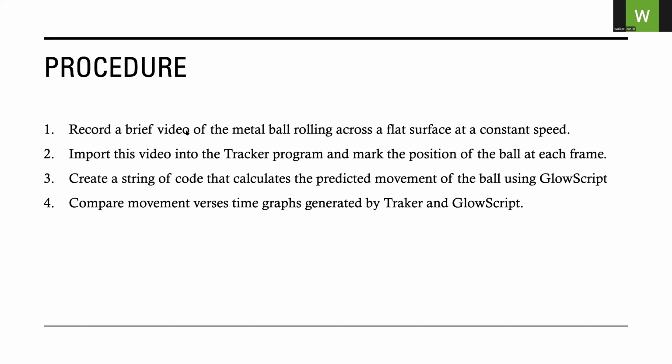The procedure I followed goes as follows. First, I recorded a brief video of the metal ball rolling across a flat surface at a constant speed. And then I imported this video into the Tracker program and marked the position of the ball at each frame. Then I created a string of code that calculated the predicted movement of the ball using GlowScript. And then finally, I compared the movement versus time graph generated by Tracker and GlowScript. And here's the video I used for this lab.